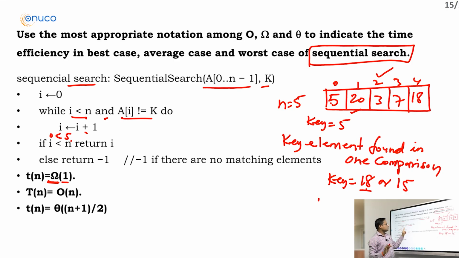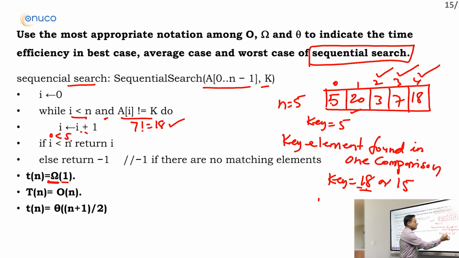So I increases, I is equal to I plus 1. It is 3. A of 3 is 7. Right? So, is 3 less than 5? Yes. A of 3 is 7. Is 7 not equal to 18? Yes, it is true. So both are true. Hence, I is equal to I plus 1. 3 increases to 4, and A of 4 is 18.